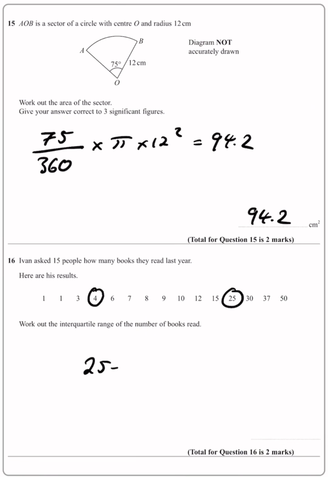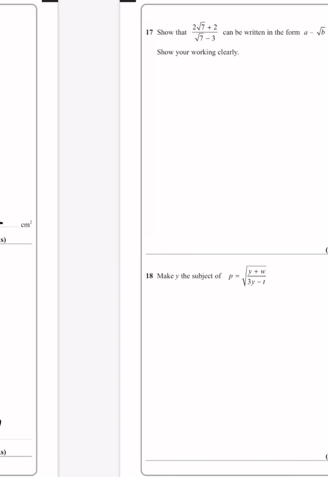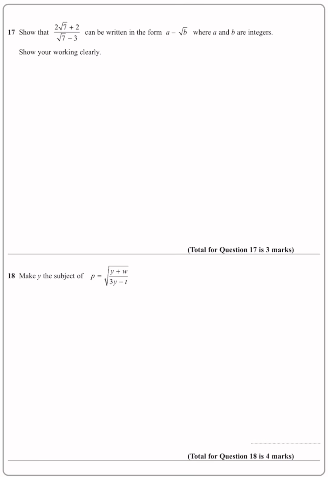Question 16, the interquartile range, where 15 people means the quartiles come at the 4th and the 12th. So we've got upper quartile 25, lower quartile of 4. The difference between those is 21, so the interquartile range is 21.